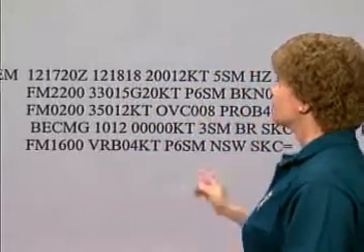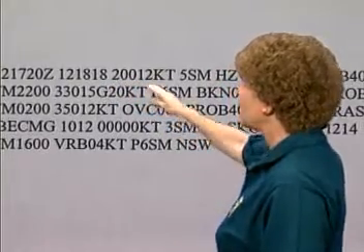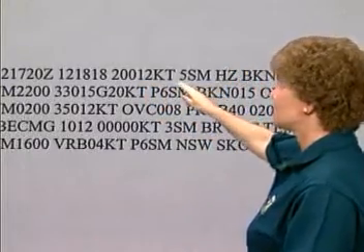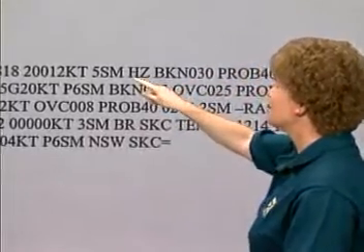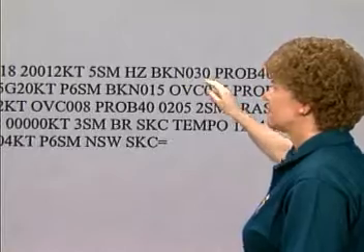So beginning at 1800 Zulu, the first group of information gives us the forecast wind, and here the wind is forecast to be from 200 degrees relative to true north at a velocity of 12 knots. They're forecasting the visibility to be 5 statute miles, and they're also forecasting some significant weather. In this case, it's an obstruction to visibility, HZ, which stands for haze. Then you have the cloud information, a broken layer of clouds with bases at 3,000 feet. As with the METAR, you add 2 zeros to those cloud height numbers to get the actual height of the cloud bases.